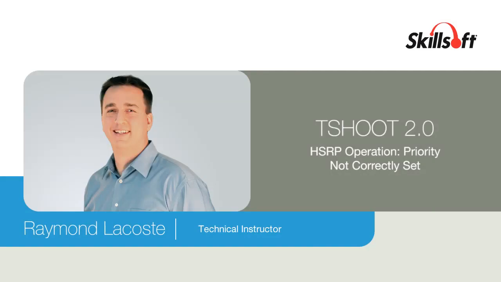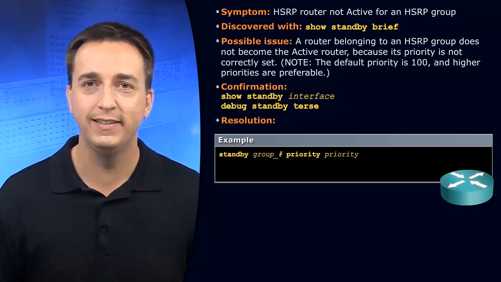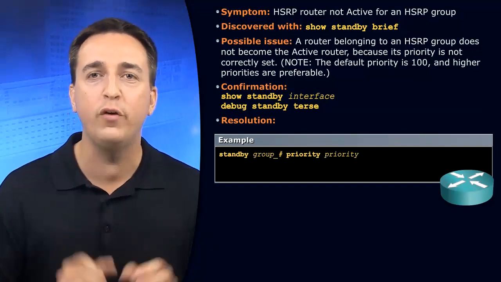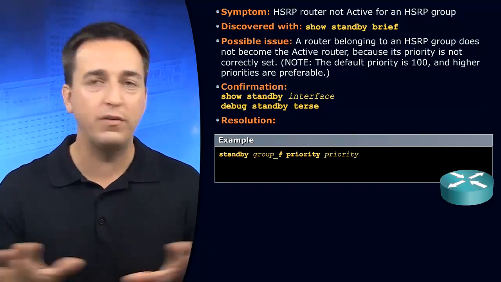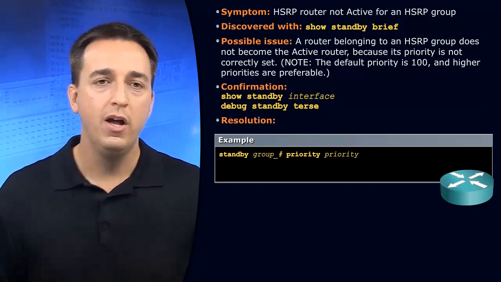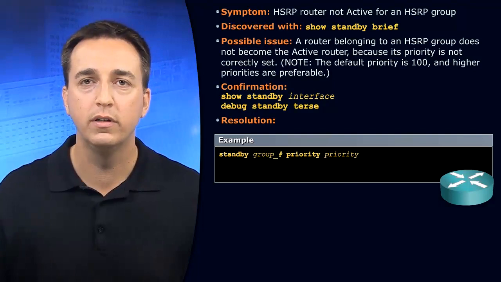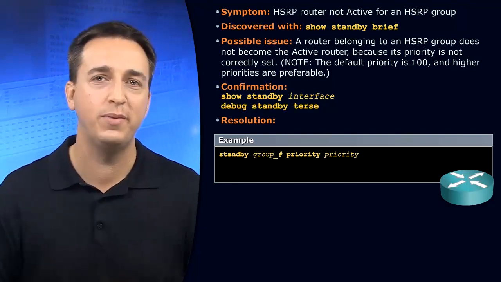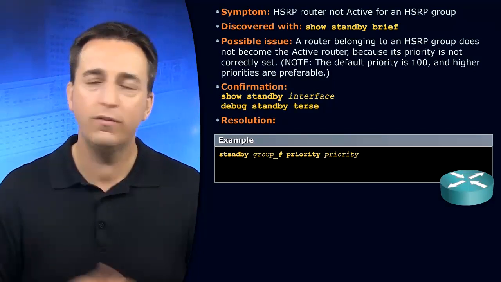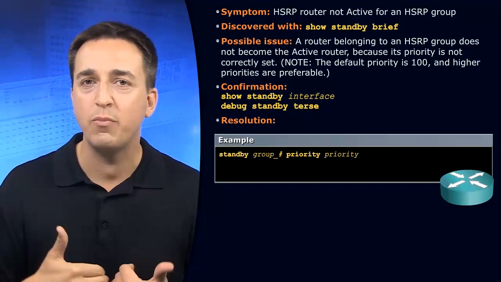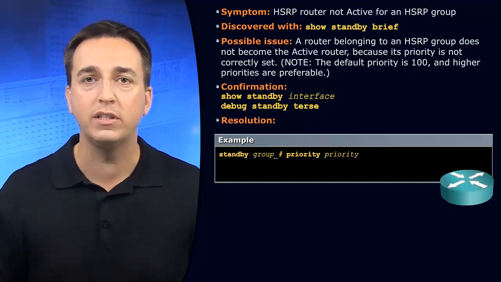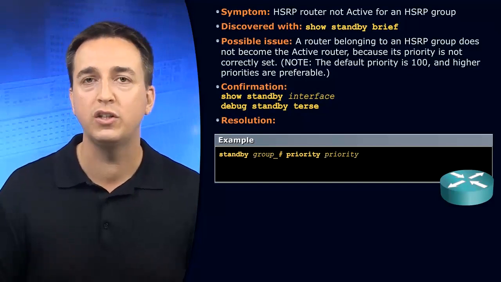Priority plays a very important role with HSRP. We have a default priority of 100 for every single router within that group. So if we don't change the priority, who becomes the active forwarder? Higher is better with HSRP. If they're all 100, then the tiebreaker is via the IP addresses of the interfaces participating in the HSRP group.